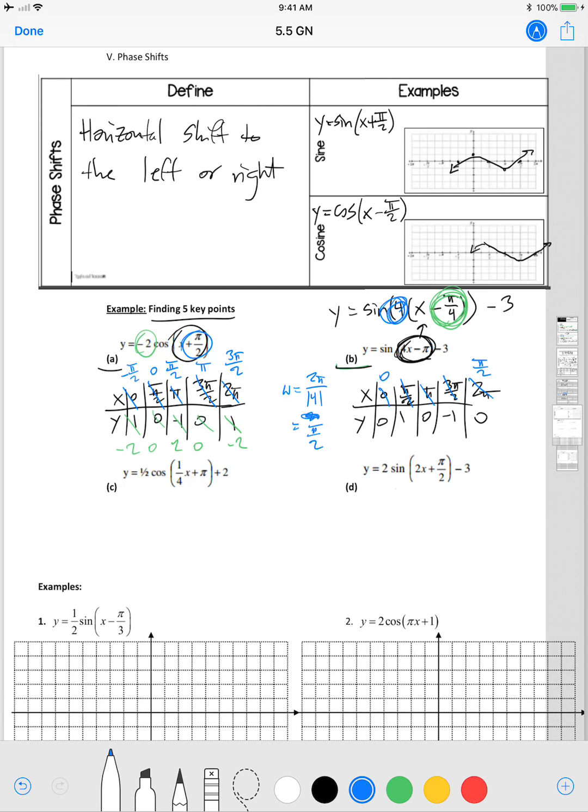And then I need 4 equal steps in between there. So take pi over 2, divide that by 4. It's going to be pi over 2 times 1 over 4, which is pi over 8. So I'm adding pi over 8 each time.